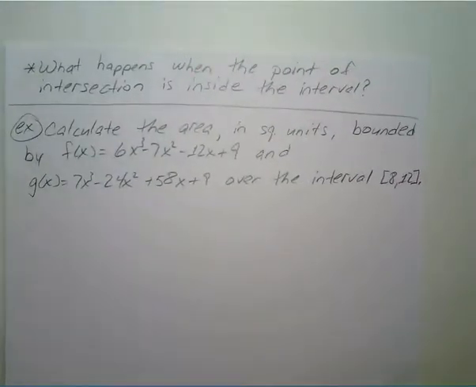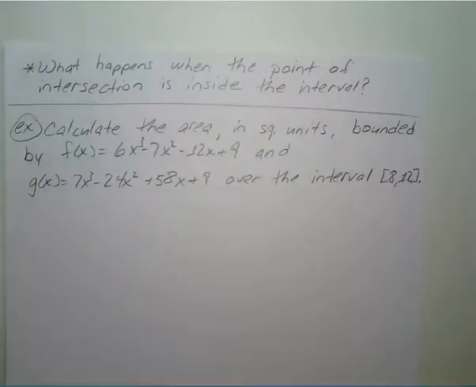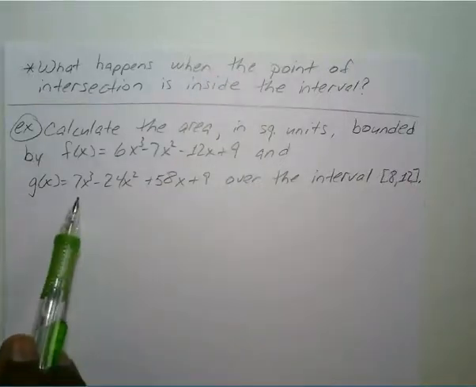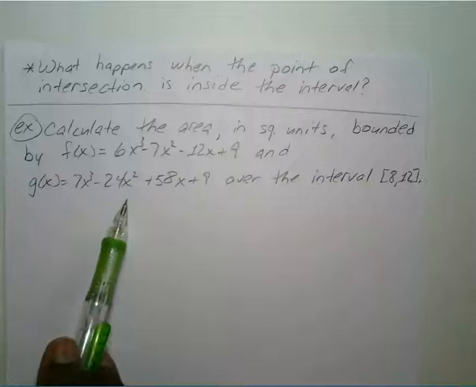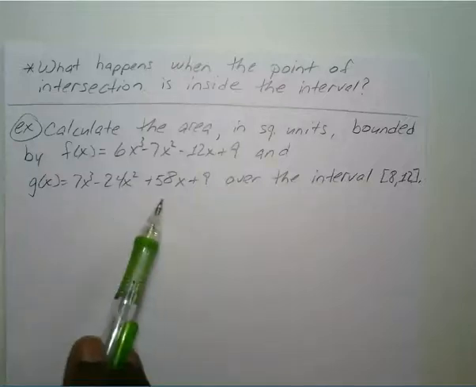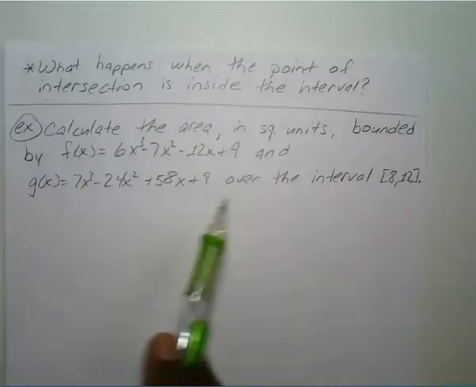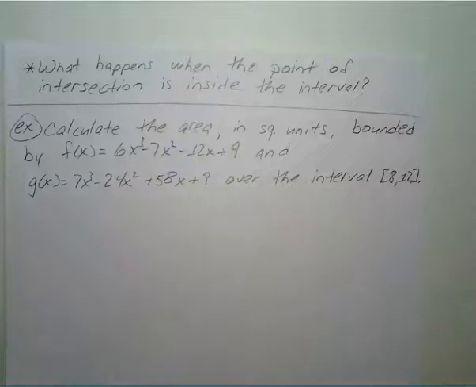Now for this one, we will see what happens when a point of intersection is inside the interval. Okay, so calculate the area in square units bounded by f of x equals 6x to the third minus 7x squared minus 12x plus 9, and g of x is equal to 7x to the third minus 24x squared plus 58x plus 9 over the interval from 8 to 12.